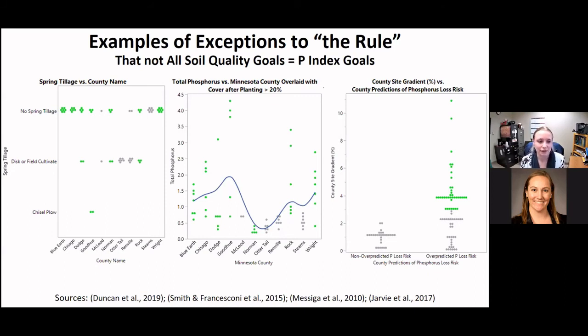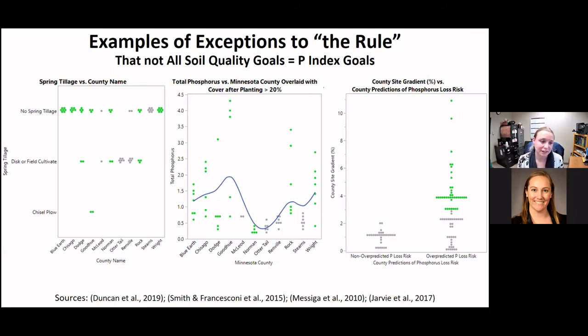That's another finding. The third one here on the right, we see that county site gradient in percentage versus county predictions of phosphorus loss risk. I thought it was interesting that comparing the non-overpredicted P-loss risk counties and the overpredicted P-loss risk counties, we see that those green dots are appearing at the 3% mark. So 3% gradient or above seems to have some overprediction going on with phosphorus loss risk based on the current MNPI model.